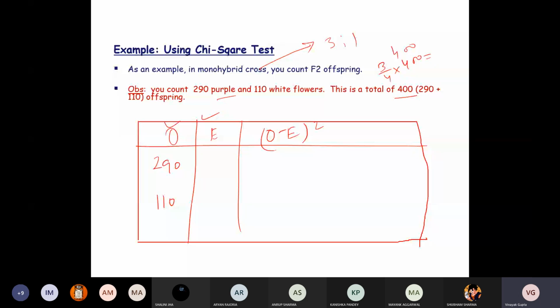Are you able to follow? The total is 400 and the ratio is 3:1. That means 3 by 4 of 400 should be purple, so 300 here, and here it is going to be 100. Now you can calculate O minus E: minus 10 squared here, and 10 squared. The rest is the formula you can apply. You have everything here, right?